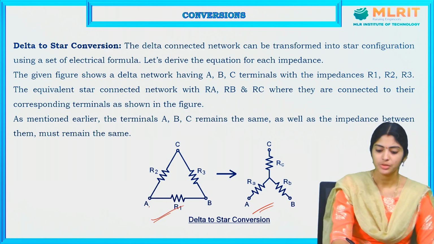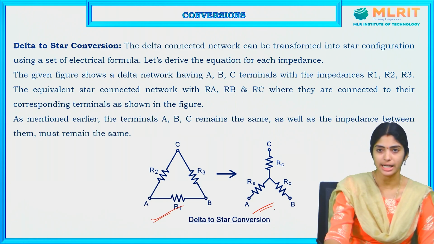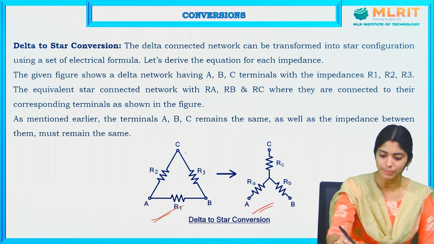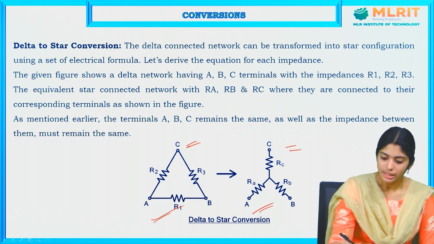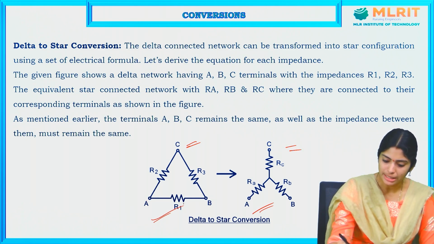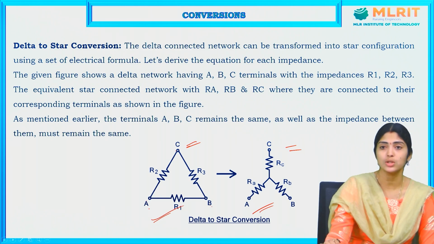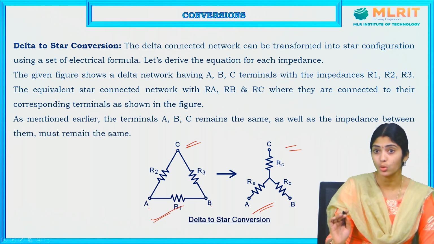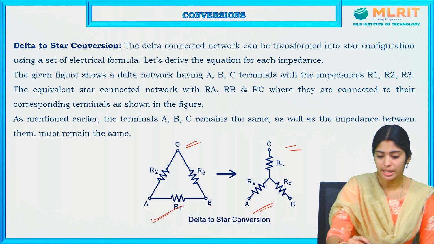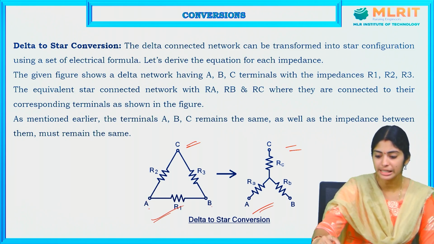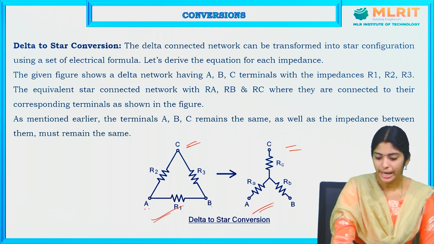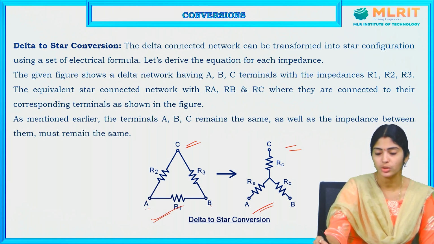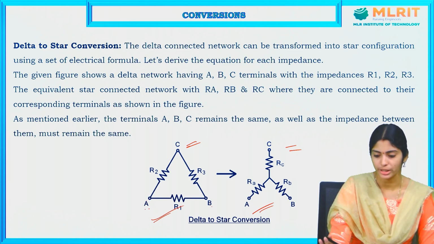See here, this is the delta network. This is the star network, right? Now I am converting from this network to this network. While converting, I keep the terminals A, B and C. Here also I will keep the same terminals because the voltage and connections won't change. Only these connections will be interchanged, from delta to star or star to delta. So the A, B, C terminals are not changed.